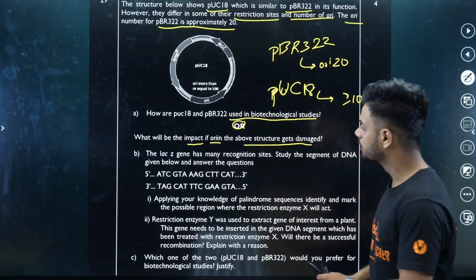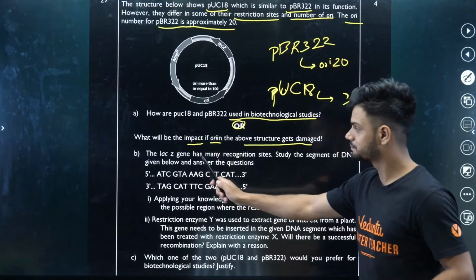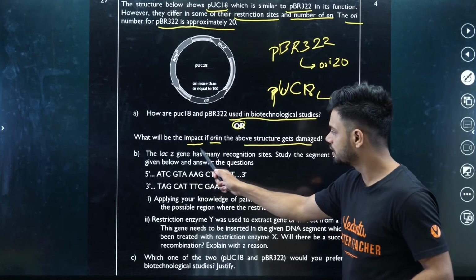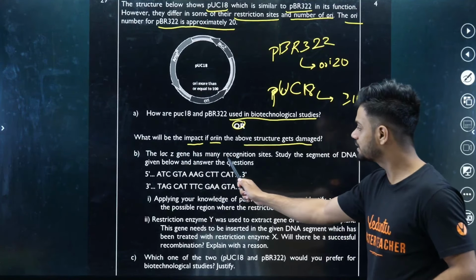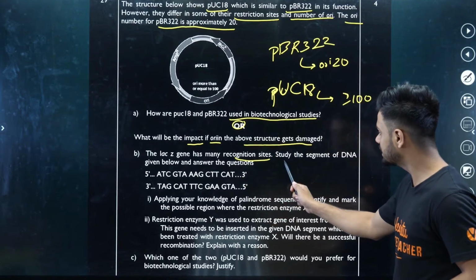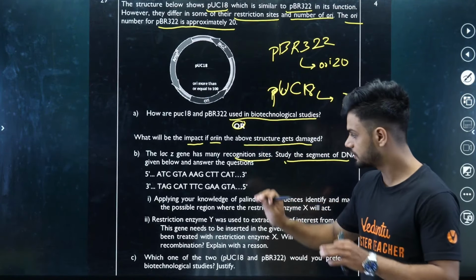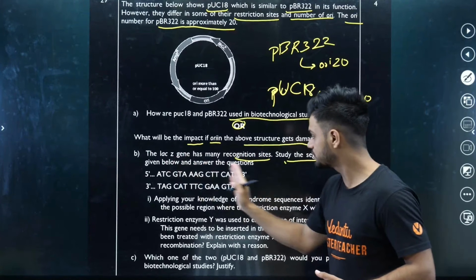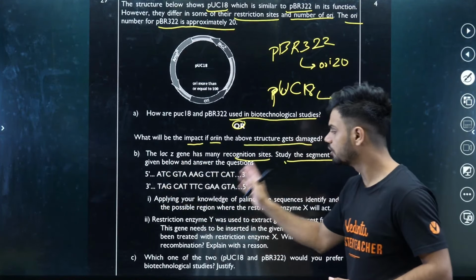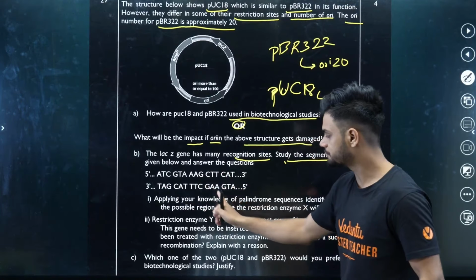Option number B. This is a separate question. The lacZ gene has many recognition sites. Study the segment of DNA given below and answer the question. They've given you a segment here, 5 prime to 3 prime, and oppositely, 3 prime to 5 prime. So you have an option here.